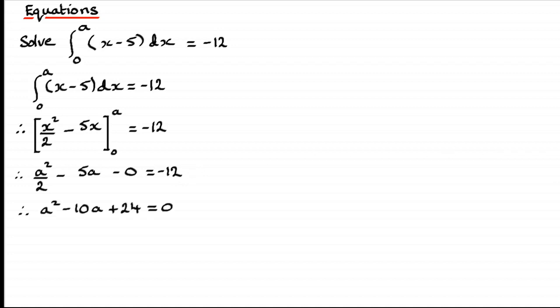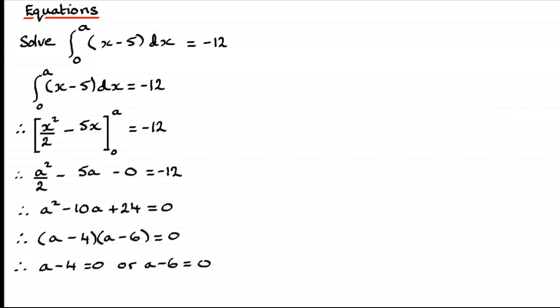So rearranging this, you should get this quadratic equation, which factorizes. Obviously you could use the quadratic formula if you wanted to, but it does factorize. We end up with a minus 4 as one factor and a minus 6 as the other factor. So in a case like this, remember that each of these factors could equal 0, and if you put them equal to 0, you'll end up with a equaling 4 or a equaling 6. Okay, and so that's a very simple equation involving definite integration.